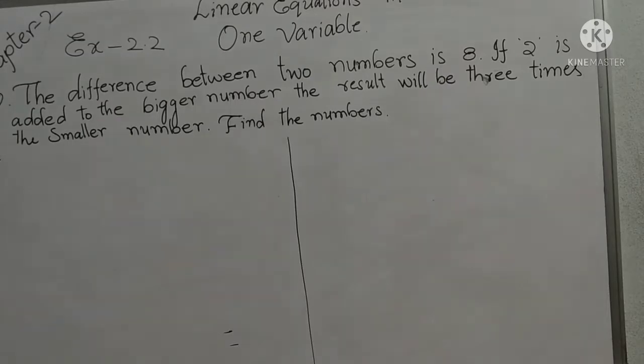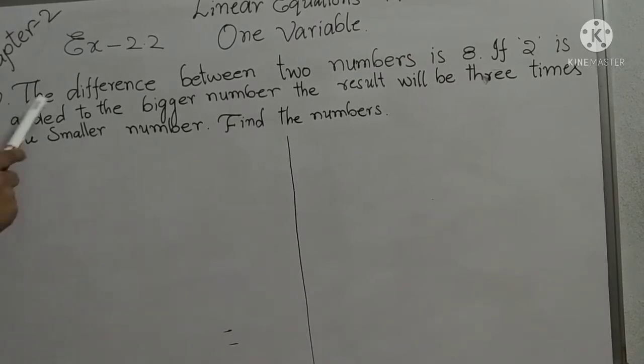Have a look at the textbook, dear children. Let me read the question: the difference between two numbers is 8. We know that difference means subtraction, and sum means addition. The numbers are not given here, but the hint says there are two numbers, a smaller number and a bigger number.